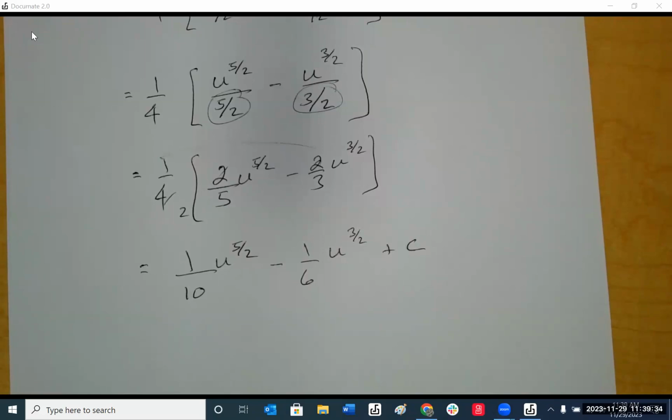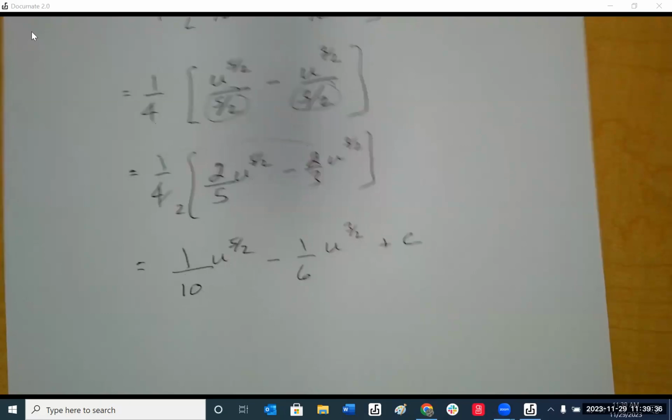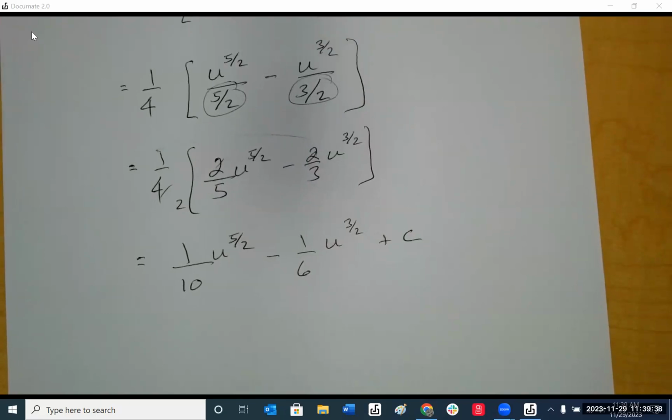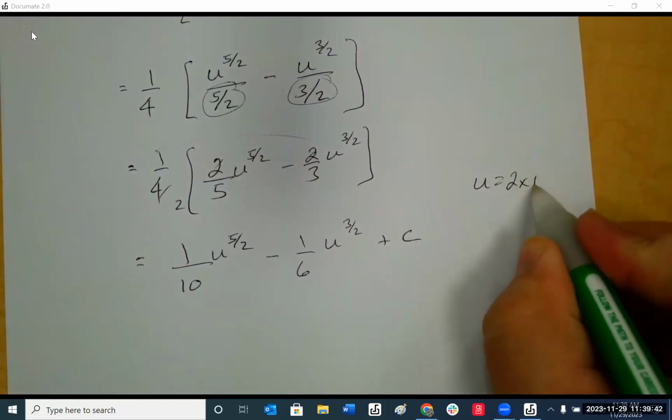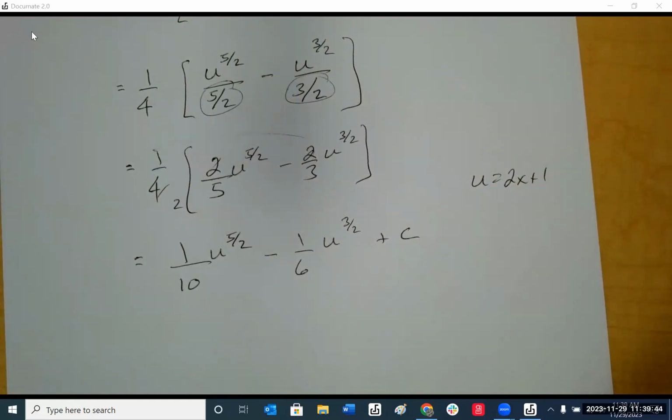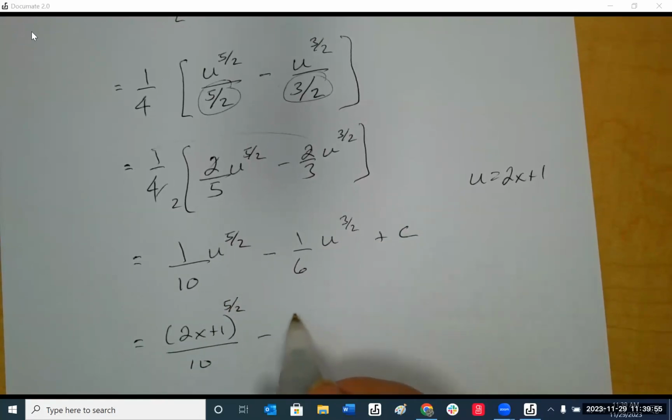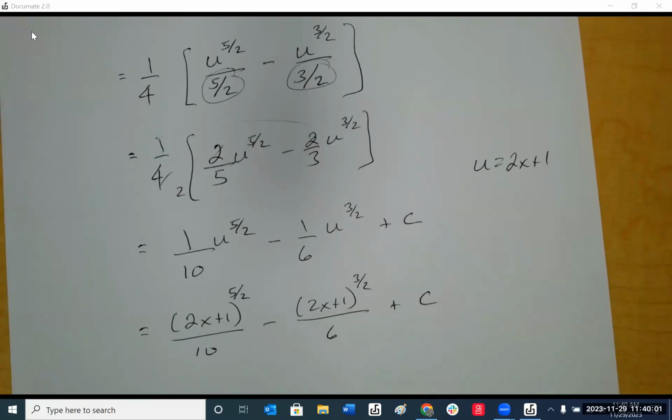And then we have to substitute back what we had. What was u? u was 2x plus 1, I believe. Yeah. So it's (2x plus 1) to the 5/2, over 10, minus (2x plus 1) to the 3/2 over 6.